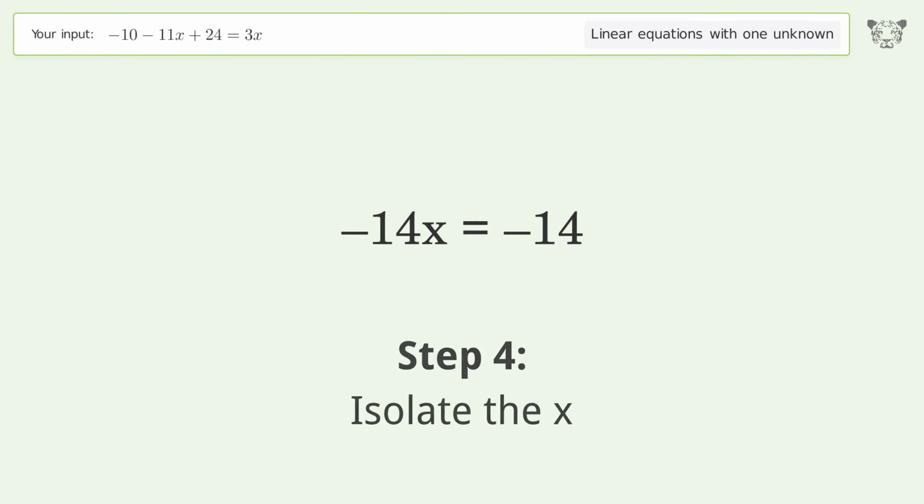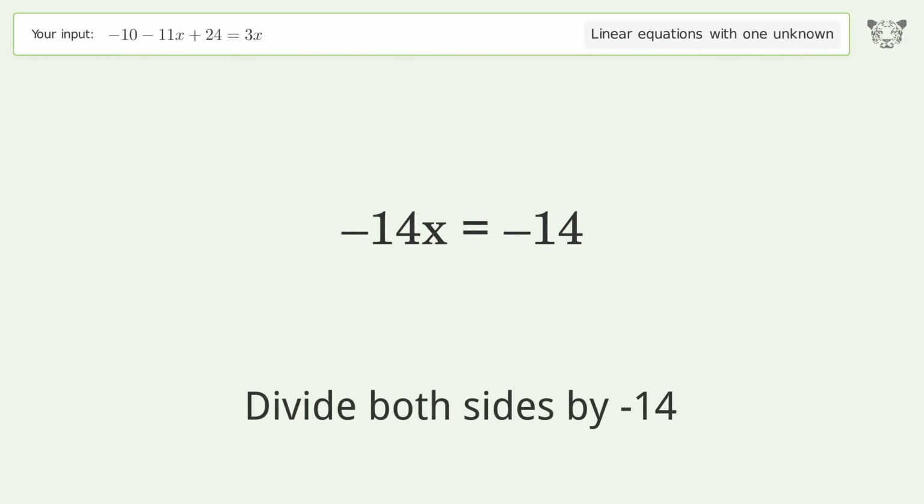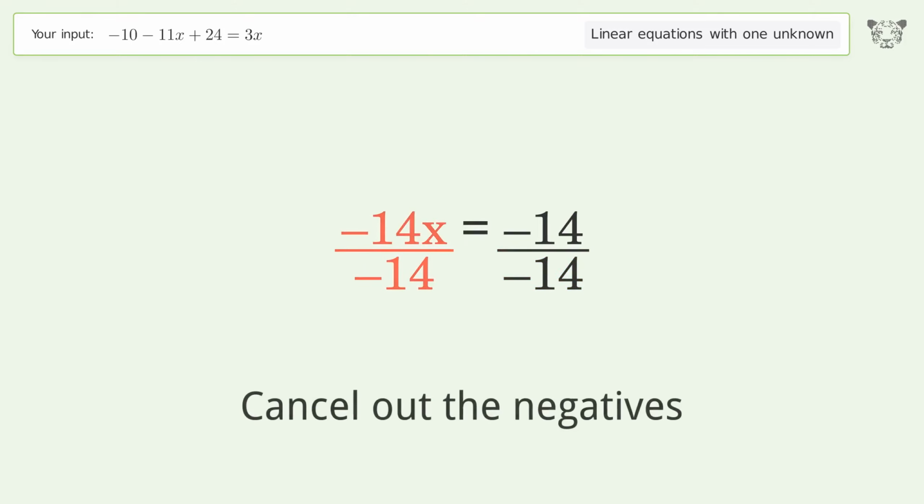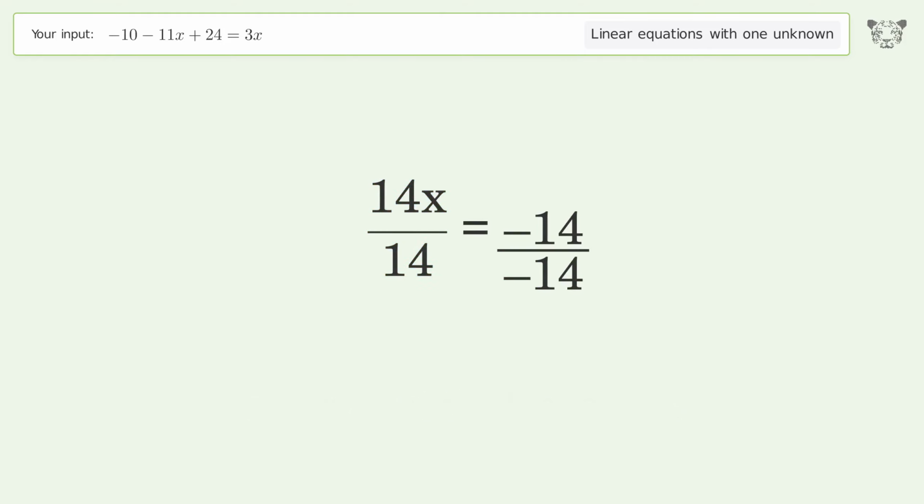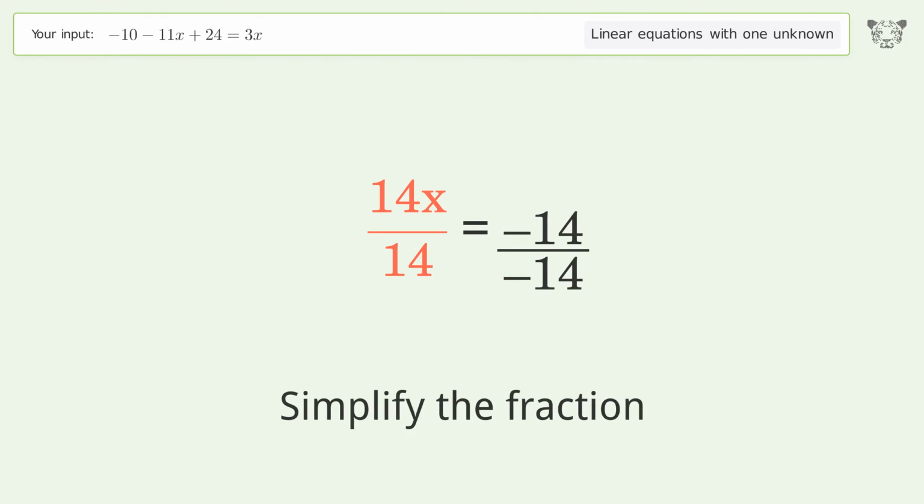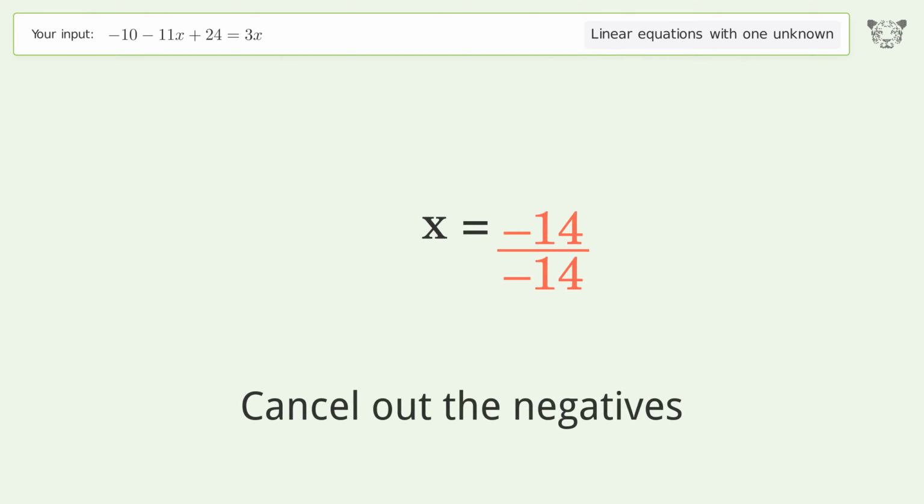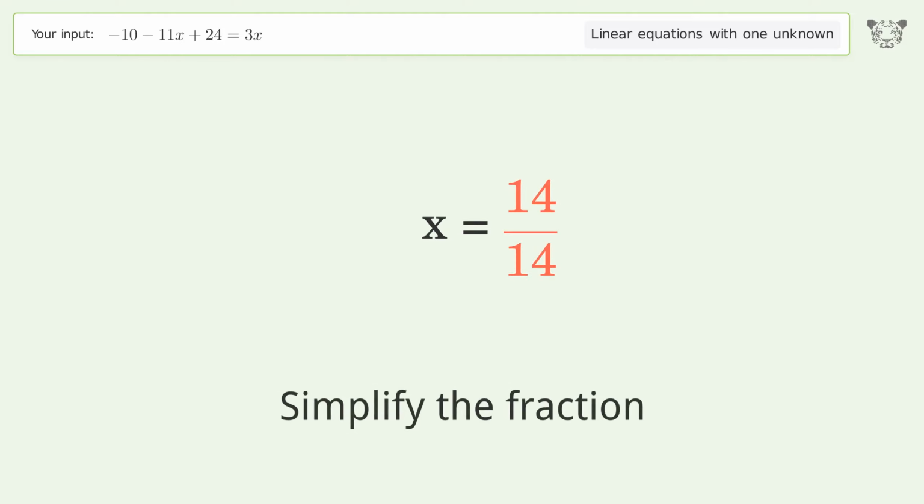Isolate the x. Divide both sides by -14. Cancel out the negatives. Simplify the fraction. Cancel out the negatives. Simplify the fraction.